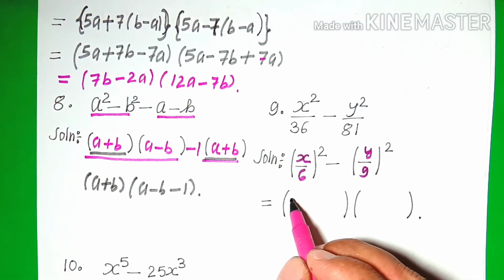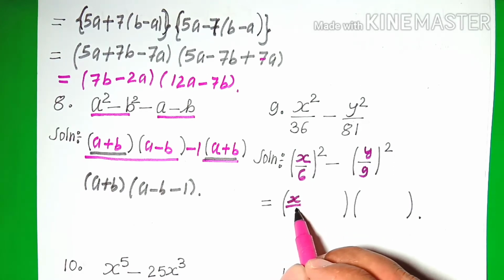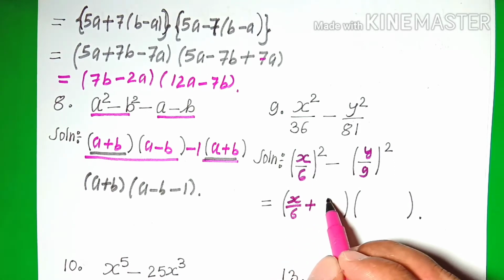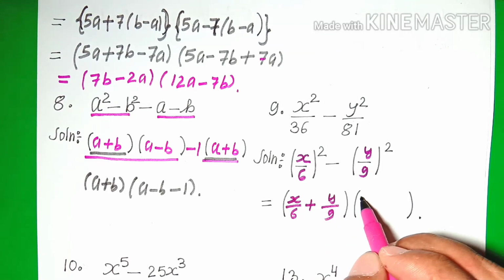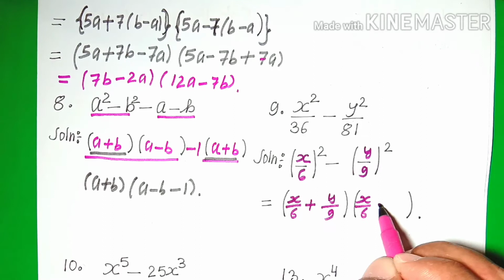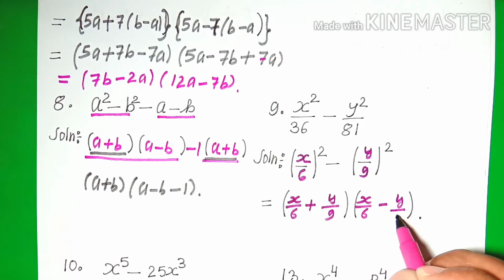So first you'll have to add, that is a plus b. b means here only y by 9. Second, a minus b, that is x by 6 minus y by 9.